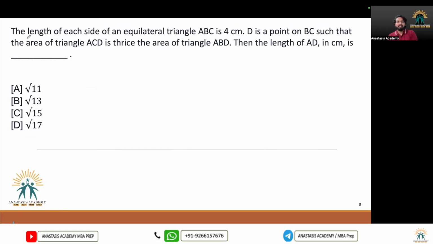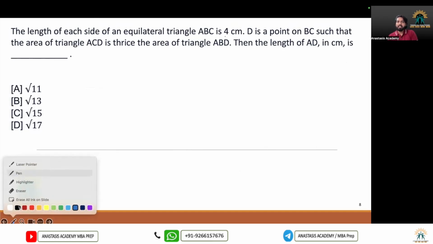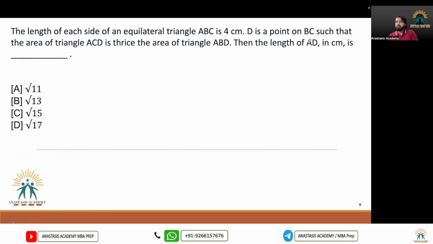Let's solve this question. The length of each side of an equilateral triangle ABC is 4 centimeter. D is a point on BC such that area of triangle ACD is thrice the area of triangle ABD. Then the length of AD in centimeter is.